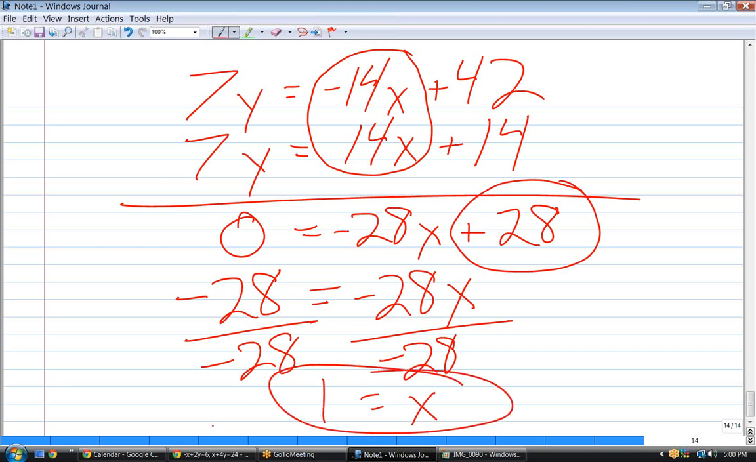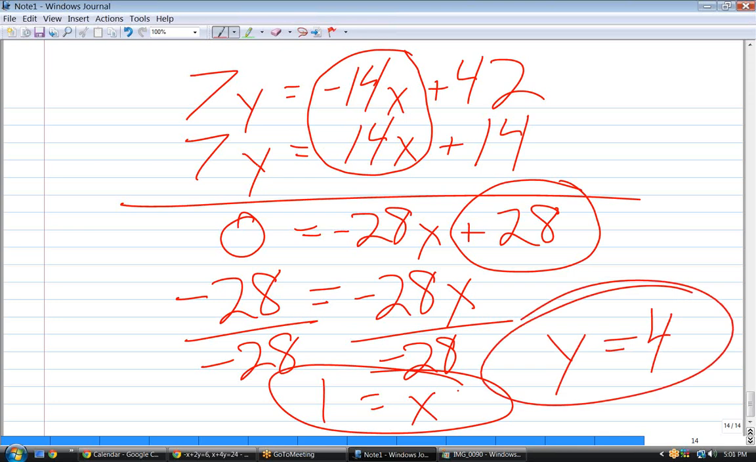So I was able to solve for x by subtracting the two equations, and I was actually able to solve for y by adding the two equations. So that one was a particularly easy one because it actually allowed me to solve for both variables by adding them and subtracting them also.